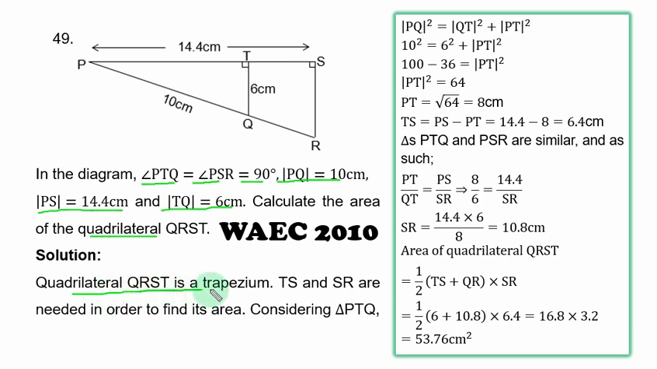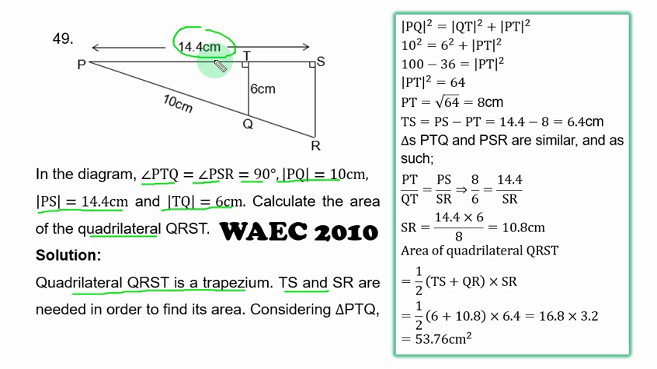Solution: quadrilateral QRST is a trapezium where TQ, SR are the parallel sides, TS is the height. So TS and SR are needed in order to find its area. For us to get TS, we need PT and subtract it from this value.